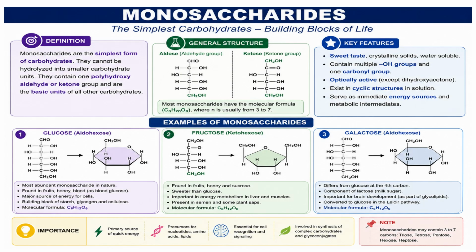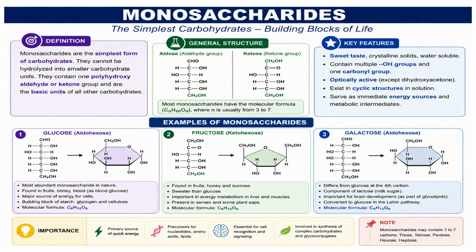Glucose is an aldohexose and is one of the most important sources of energy for cells. It is also a building block of starch, glycogen, and cellulose. Fructose is a ketohexose found in fruits, honey, and sucrose, and is sweeter than glucose. Galactose is an aldohexose and a component of lactose.